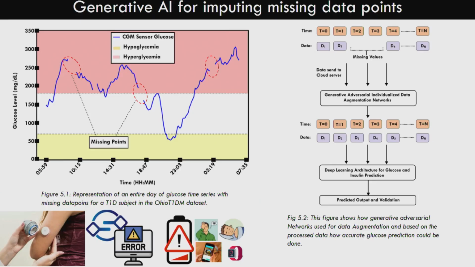Now, coming to the interesting aspect, I had shown you one plot earlier where I showed you that there is data missing. Okay. This is CGM data for a particular individual, and there is a missing data point here. Now, if you have missing data points, you cannot do any sort of forecasting. Okay. So, in order to deal with this, we try to use something called generative adversarial networks, GANs.